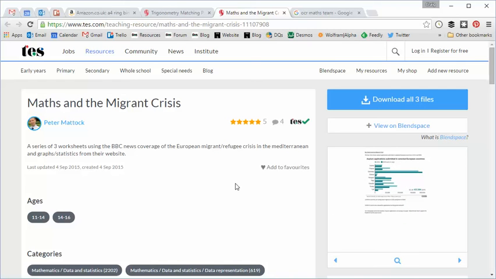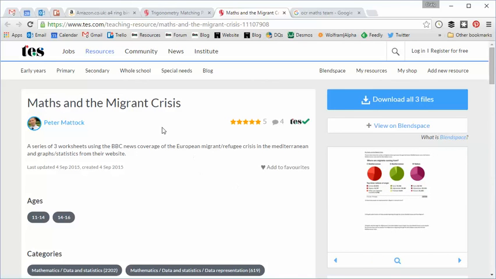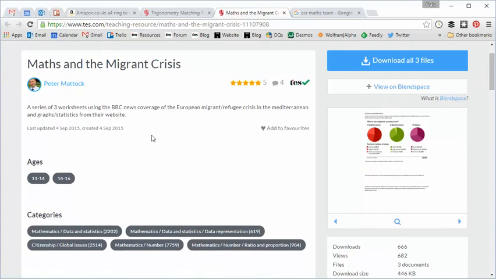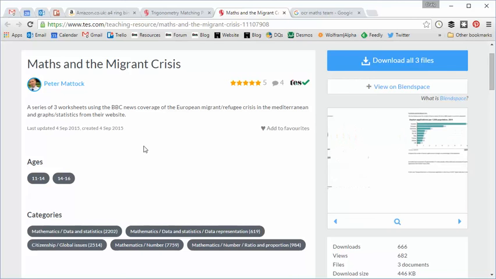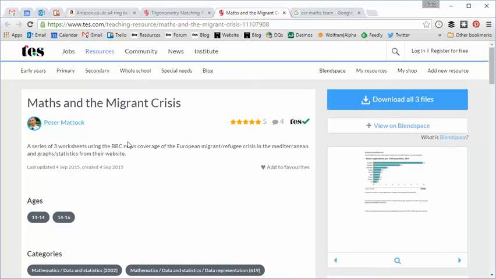And I think that's important. It just gets them to reflect upon the work they've done and put it in a more real world context. But as I say, even if you just use it for analysing slightly more interesting and pertinent statistics than we normally get, then this is an incredibly worthwhile resource. So there it is, Maths and the Migrant Crisis by Peter Mattock.